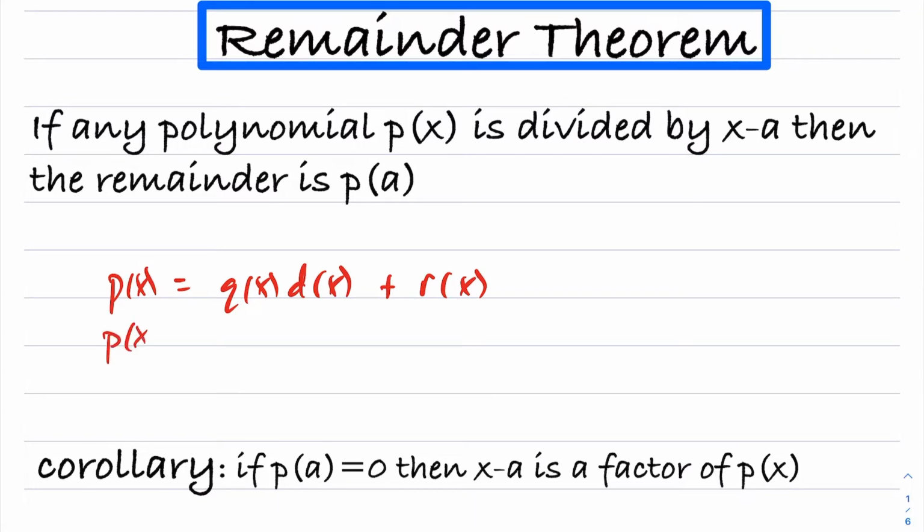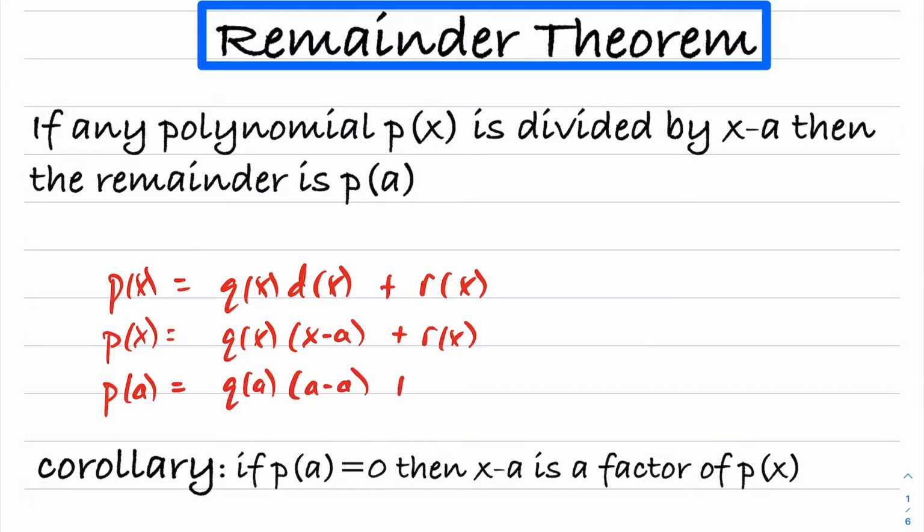In which case, my polynomial p(x) is q(x), it's not your divisor anymore, we know what the divisor is, the divisor is x minus a, plus your remainder here. Now we're claiming that the remainder is just the polynomial at a. Well, what does the polynomial at a look like? The polynomial at a would be p(a) is q(a) times (a minus a) plus the remainder evaluated at a. You'll notice here right away, this cancels, and what are we left with? We end up getting that the polynomial at a is exactly equal to your remainder at a.